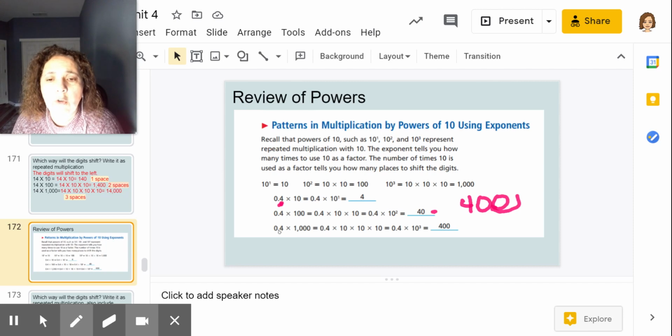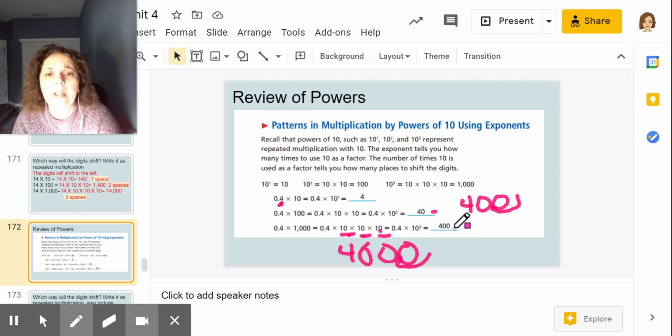And then I have 4 tenths, but I'm going to ignore the decimal and just think of it as a 4. 4 times 1,000, right? 1,000 can be broken up into 1, 2, 3 tens. So it'd be 4 with 1, 2, 3 zeros. I have one decimal place, so it becomes my 400. So it's the same thing.